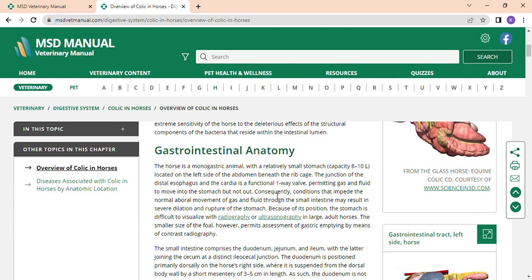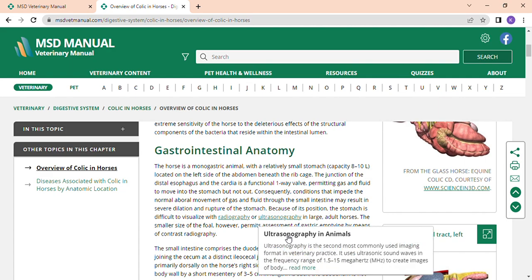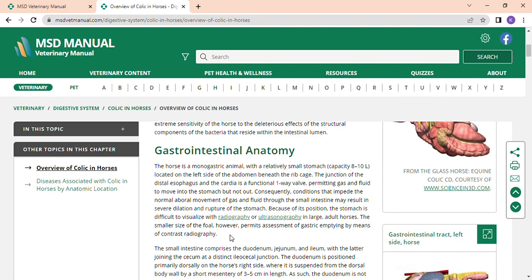Consequently, conditions that impede the normal movement of gas and fluid through the small intestine may result in severe dilatation and rupture of the stomach. Because of its position, the stomach is difficult to visualize with radiography or ultrasonography in large adult horses. So it is very difficult to diagnose using radiography or ultrasonography. The smaller size of foals, however, permits assessment of gastric emptying by means of contrast radiography.